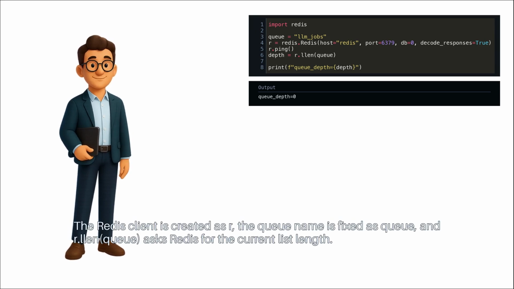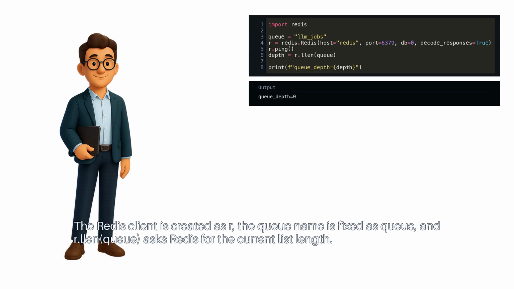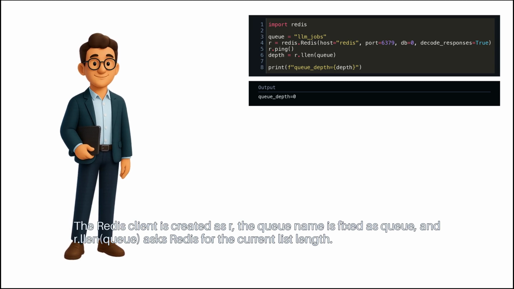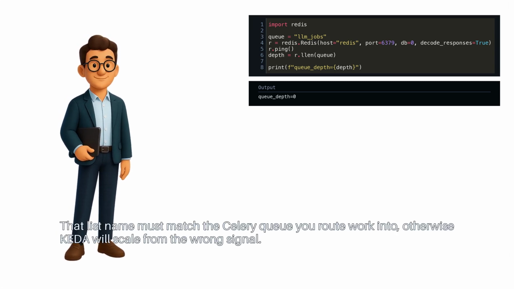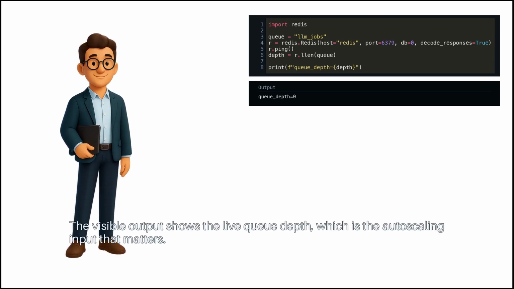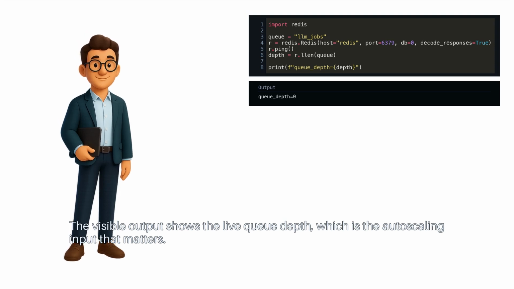The Redis client is created as r. The queue name is fixed as q, and r.llen asks Redis for the current list length. That list name must match the Celery queue you route work into. Otherwise, KEDA will scale from the wrong signal. The visible output shows the live queue depth, which is the autoscaling input that matters.